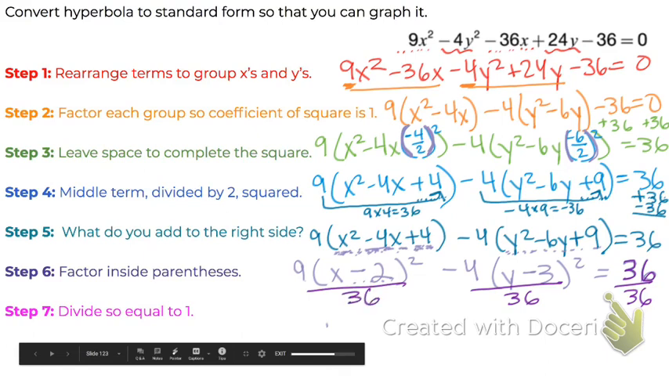And when you do, 9 over 36, that cancels, and you're left with x minus 2 squared over 4 minus 36 and 4, that cancels, so you have y minus 3 squared over 9 equals 1. So this would be the standard form of our hyperbola, where we now know where the center is and how far away from the center the vertices are.